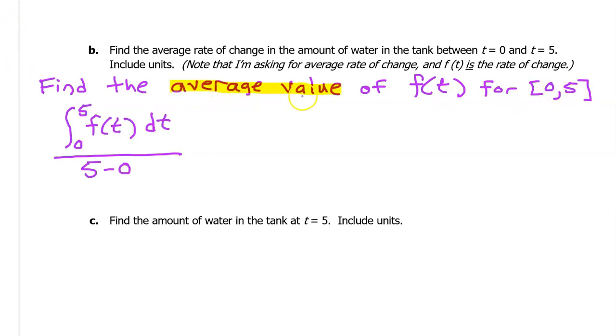The formula for average value is integral divided by interval: the integral of f of t from 0 to 5 divided by the interval 5 minus 0. Of course, 5 minus 0 is just 5. And dividing by 5 is the same thing as multiplying by 1/5. So I'm going to go ahead and write this as 1/5 instead of divided by 5, just because it will be easier to type into the calculator.